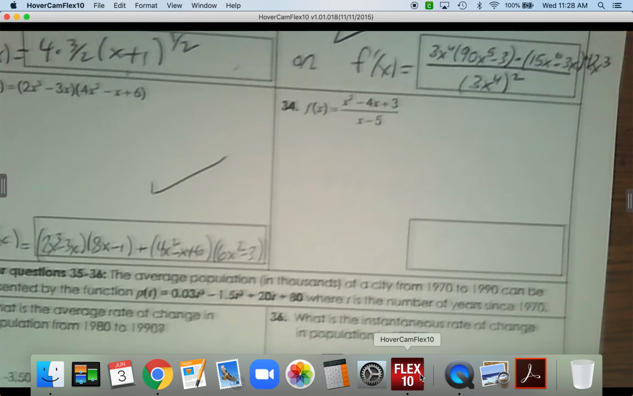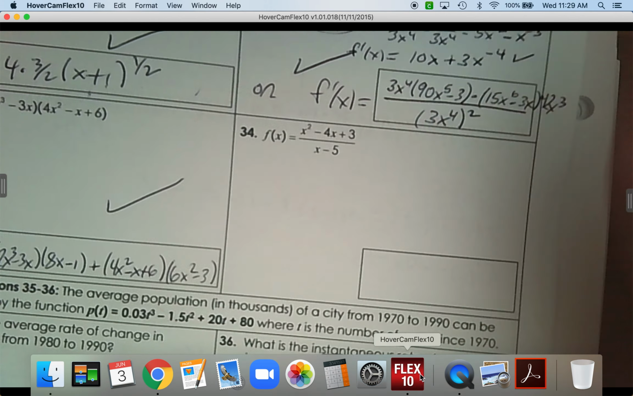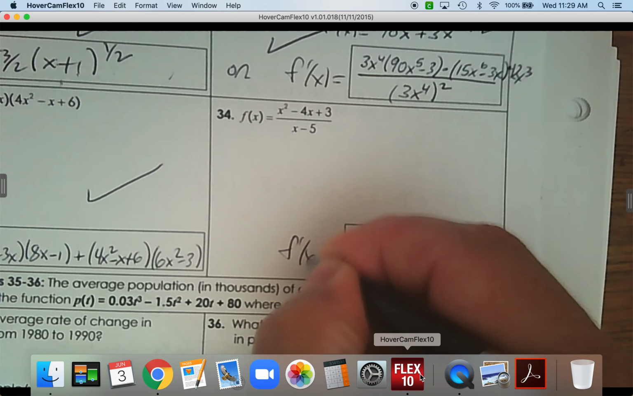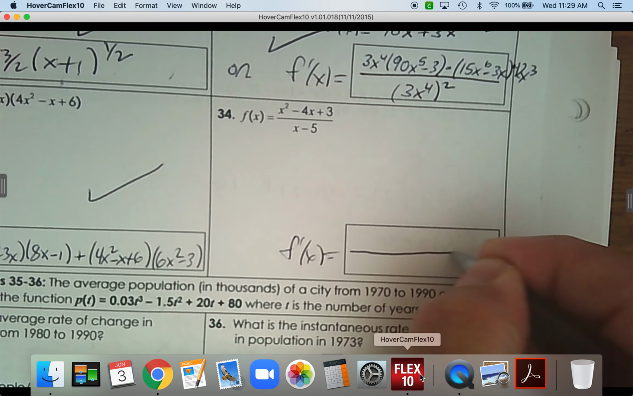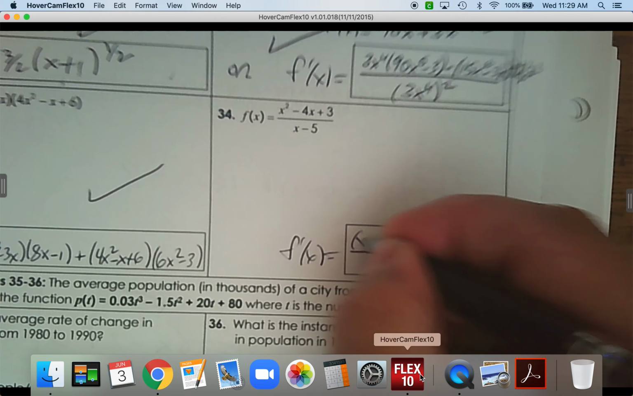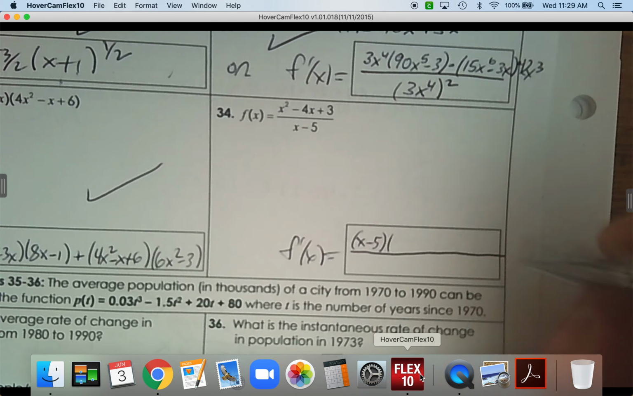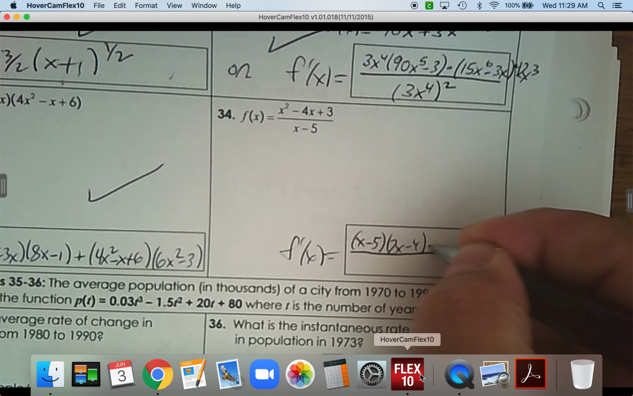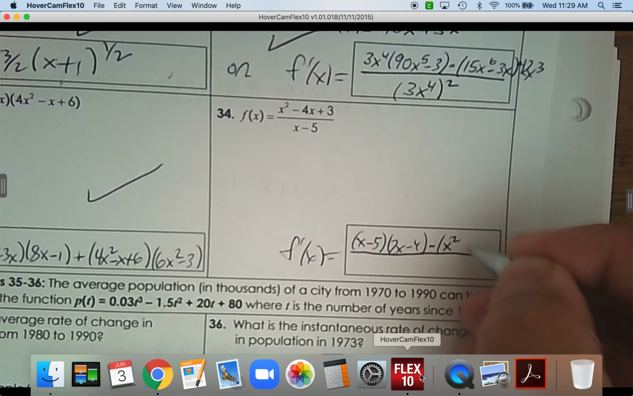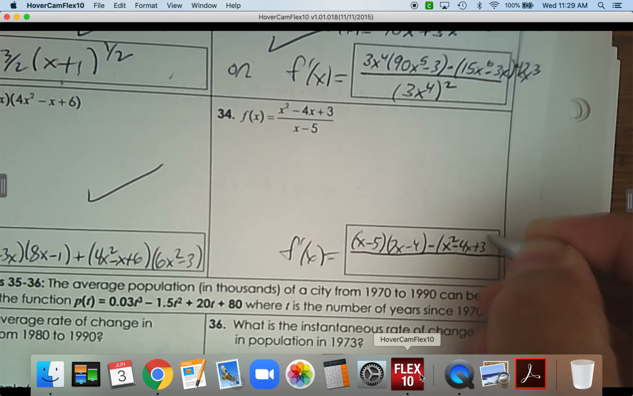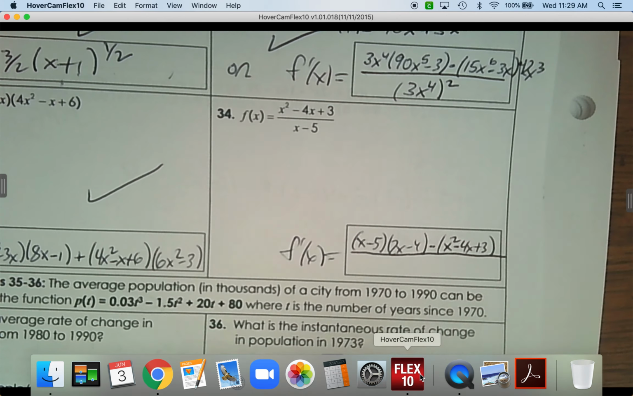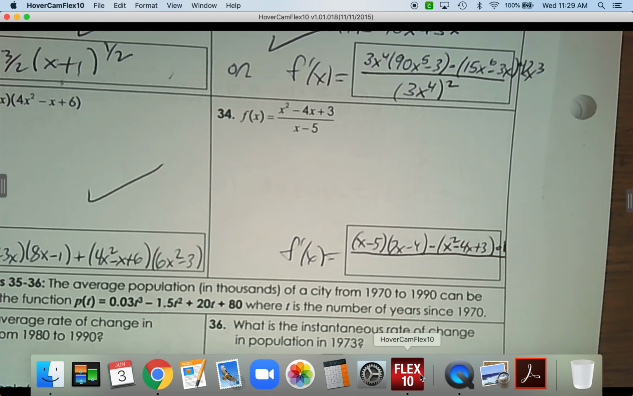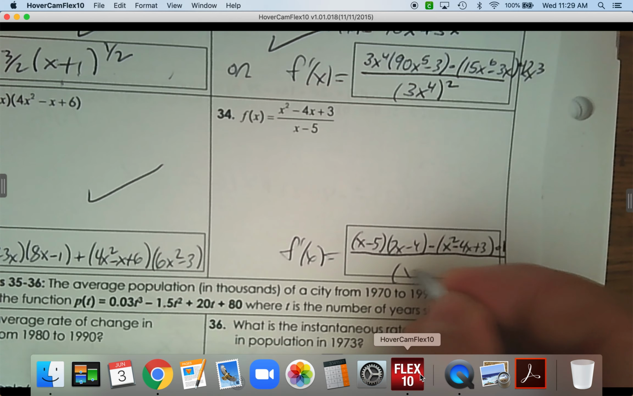Number 34. This one you don't have a choice. You have to do the quotient rule. There's no way to simplify it otherwise. So we'll get right to it. So the quotient rule is the bottom times the derivative of the top, that's 2x minus 4, minus the top, x squared minus 4x plus 3, times the derivative of the bottom. Now the derivative of the bottom is 1, so you don't need a 1 there. But if you went times 1, that's fine. And then the bottom squared.